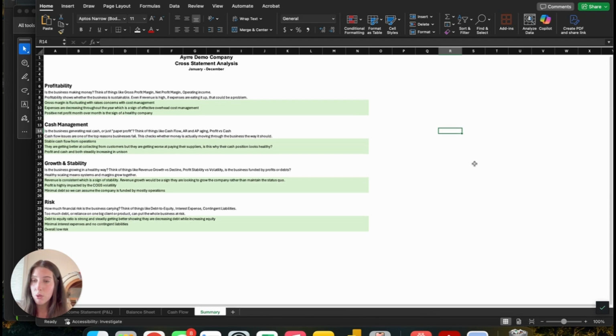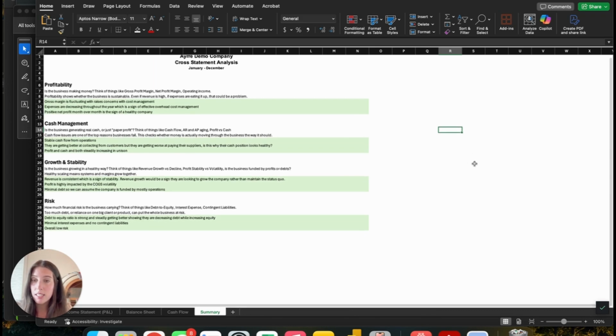As far as growth and stability, revenue is consistent every month, which is a sign of stability. If revenue was growing, it would be maybe a sign that they're looking to grow the company rather than just maintain the status quo. But if that's the client's goal, then that's the client's goal. Profit is highly impacted by the cost of goods sold volatility. So because cost of goods sold is such a high percentage of the revenue, those fluctuations are really, really impacting the whole company's bottom line.